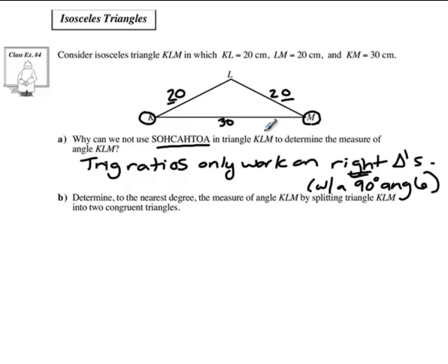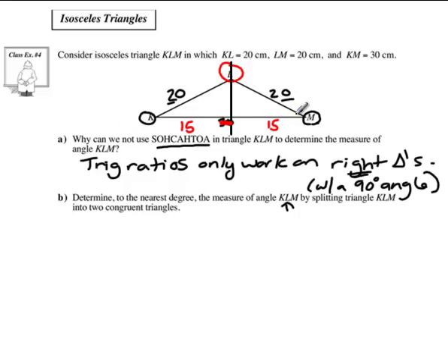So determine to the nearest degree the measure of angle KLM. What they're looking for is the measure of angle L, really, by splitting this triangle into two congruent triangles. Congruent means equivalent, they're the same size, right? Because an isosceles triangle is symmetrical, we're able to split it in half, just like I have, and that base length, if it was 30, now it's 15 and 15.